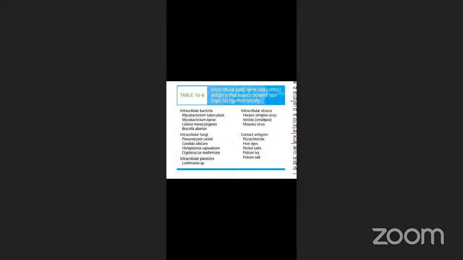There are a few bacteria: Mycobacterium tuberculosis, Mycobacterium leprae, and remaining two ones. And some types of fungi, for example Candida and Histoplasma, and some parasites, Leishmania parasite, and some of the viruses, herpes and variola. Measles virus is also a best example for hypersensitive reaction 4.